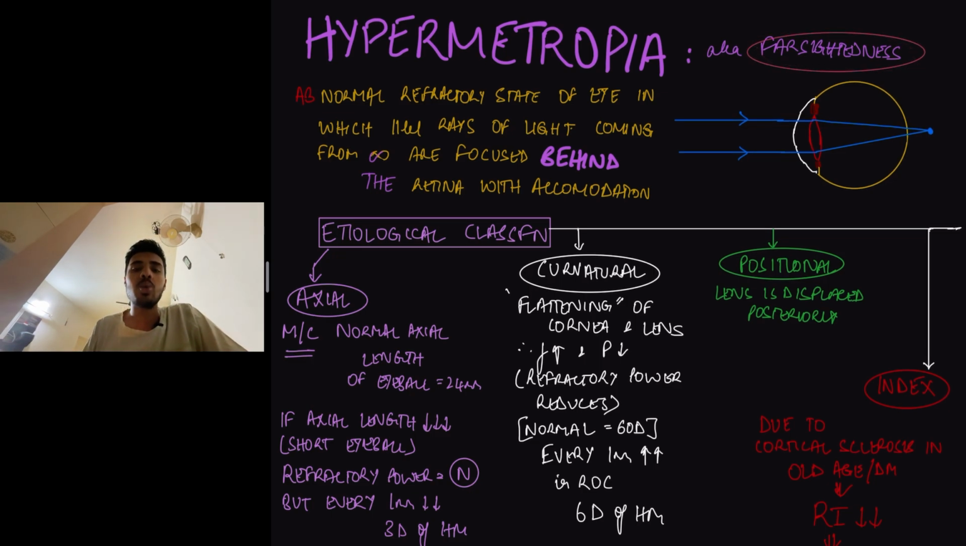Now it is the abnormal refractive state of the eye in which parallel rays of light coming from infinity are focused behind the retina. So the keyword is behind the retina. As you can see in this diagram, the parallel rays of light are being focused behind the retina. So because they are being focused behind the retina, it is said to be hypermetropia. It is a type of ametropia.